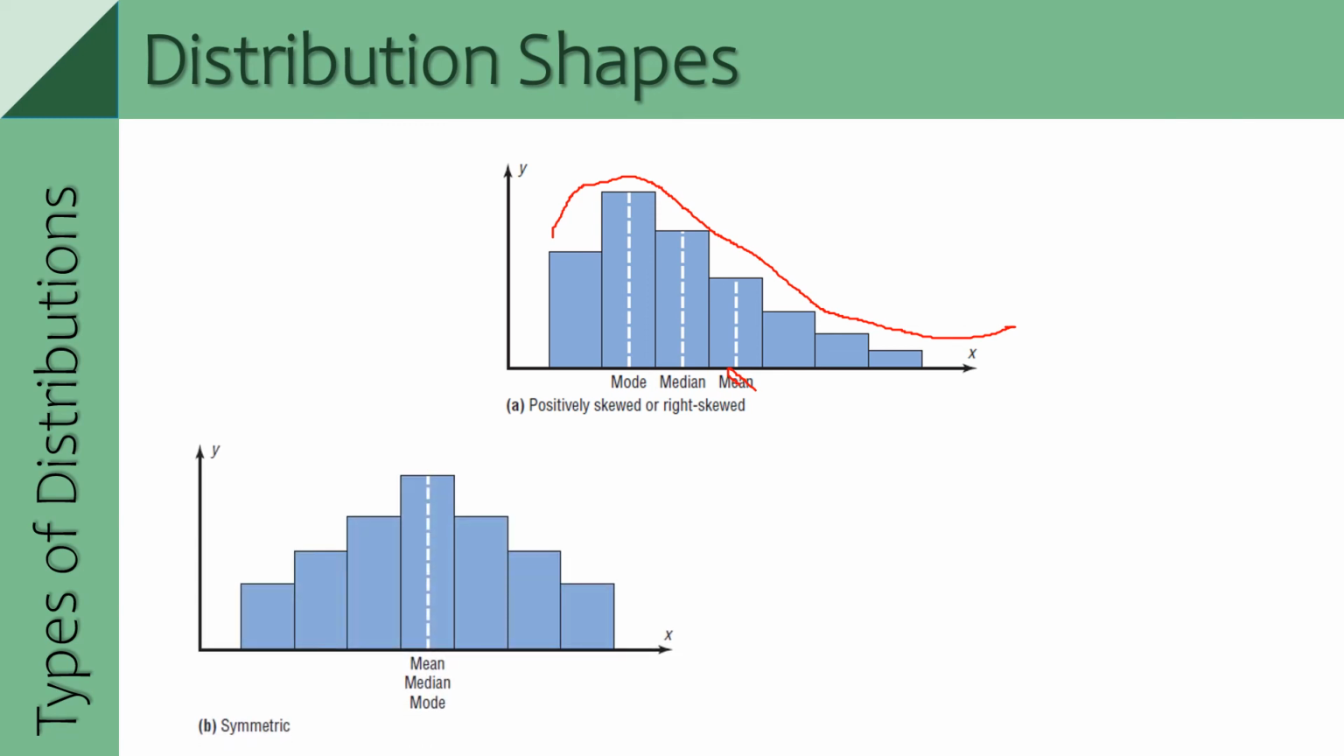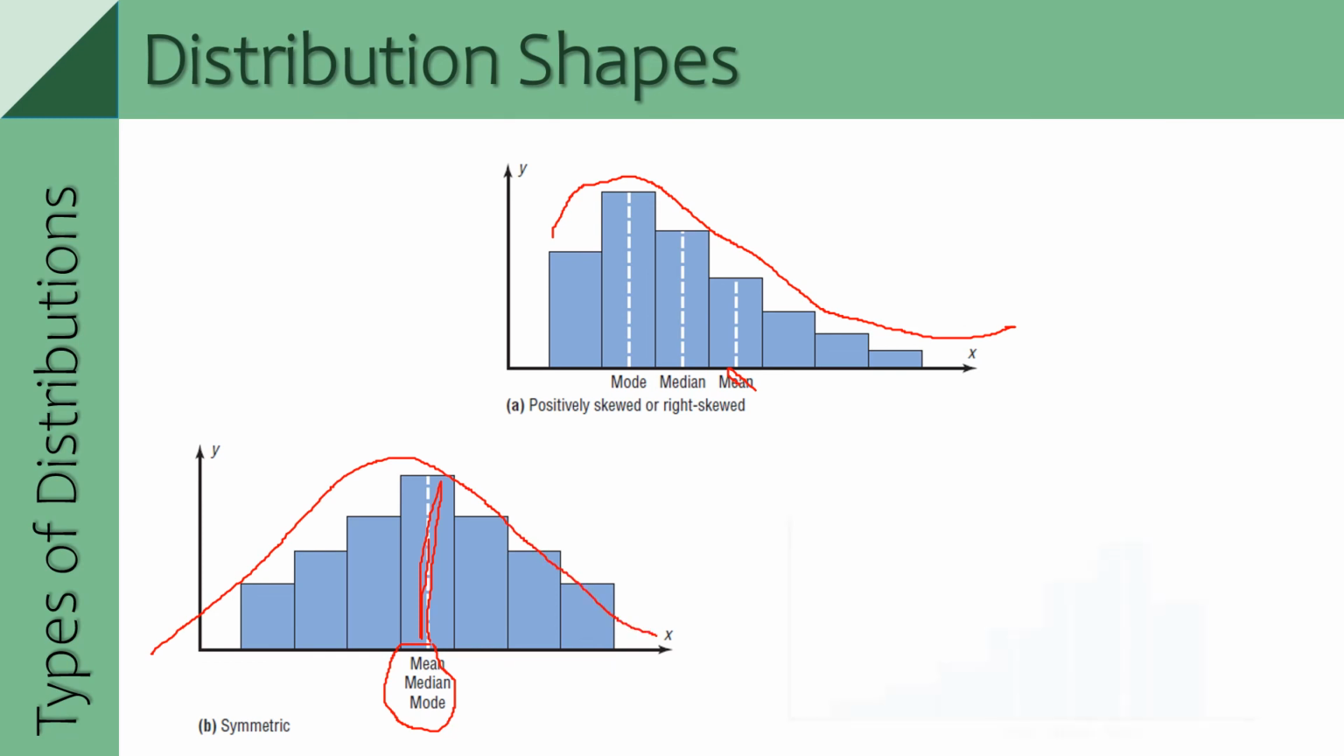Okay, next is the symmetric. In a symmetric distribution, the data values are evenly distributed on both sides of the mean. In addition, when the distribution is unimodal, the mean, the median, and the mode are the same and are at the center of the distribution. As we can see in this figure, the mean, median, and mode are at the center of the distribution. So here it forms a bell shape.